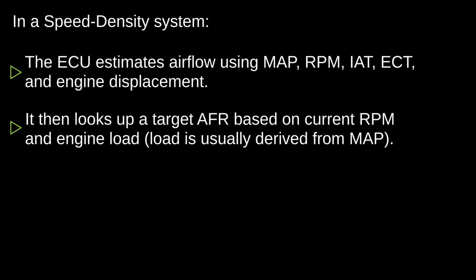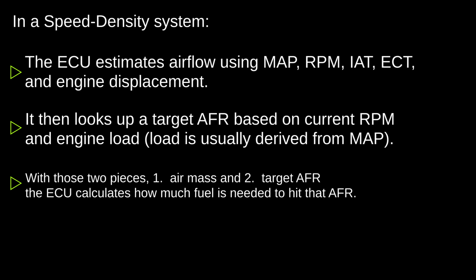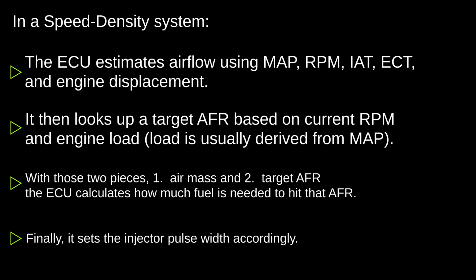Speed density system, the ECU estimates airflow using MAP, RPM, IAT, ECT, and engine displacement. It then looks up a target AFR based on current RPM and engine load. And with those two pieces, the ECU calculates how much fuel is needed to hit that AFR. Finally, it sets the injector pulse width accordingly.